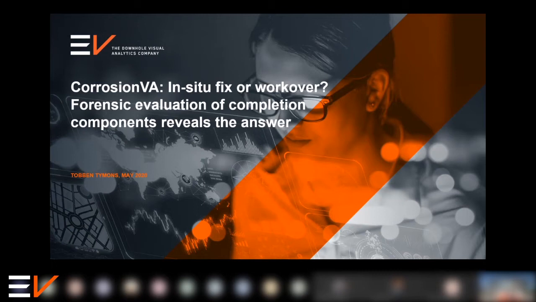In particular, we'll be looking at a technique we call CorrosionVA. And before we get there, we'll actually introduce visual analytics, which is the V and the A at the end there. And we'll look at the technologies that support that technique and some of the science that sits behind it. And then we'll take a look at some of the applications that we use it for through case studies based on work that we've performed.